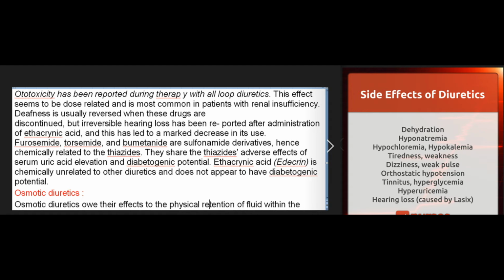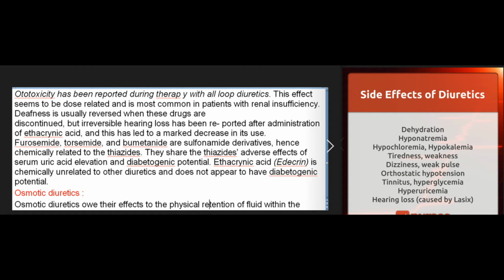Furosemide, torsemide, and bumetanide are sulfonamide derivatives, hence chemically related to the thiazides. They share the thiazides' adverse effects of serum uric acid elevation and diabetogenic potential. Ethacrynic acid (Edecrin) is chemically unrelated to other diuretics and does not appear to have diabetogenic potential.